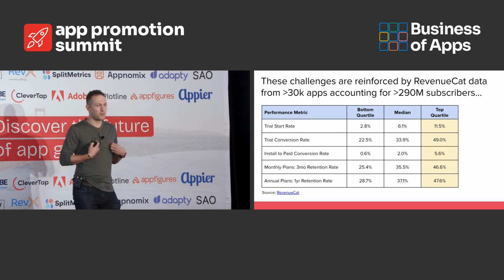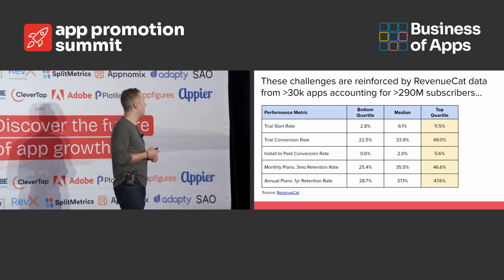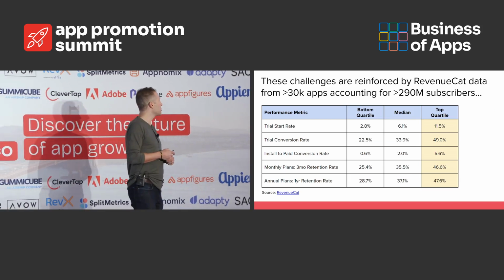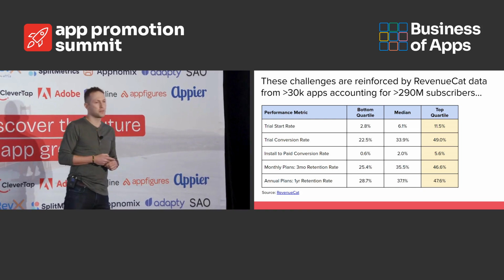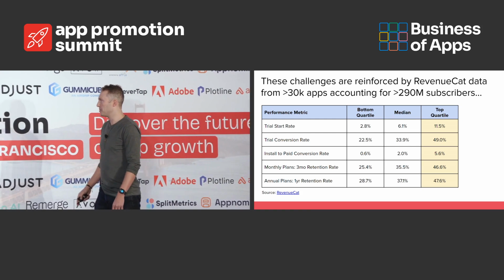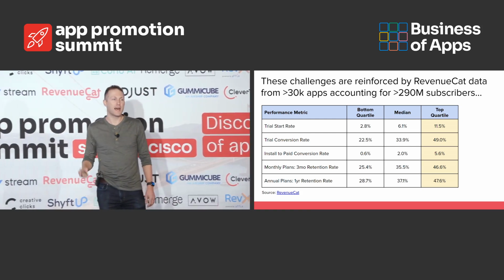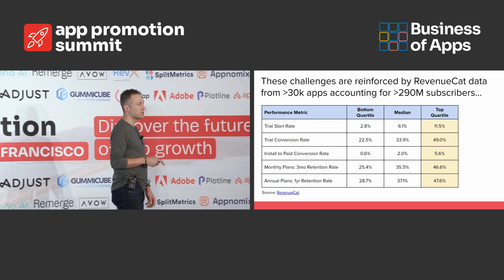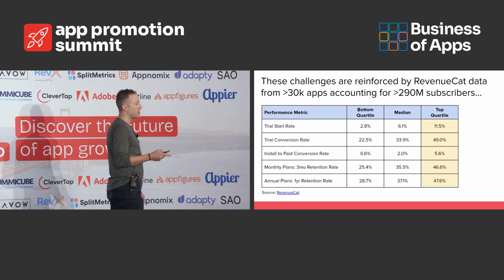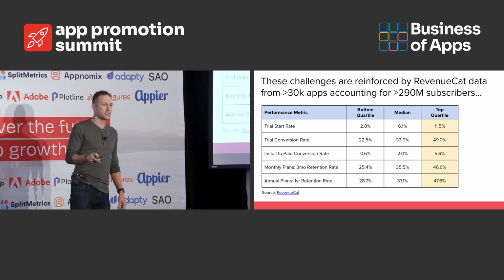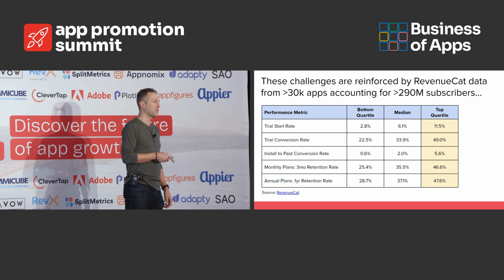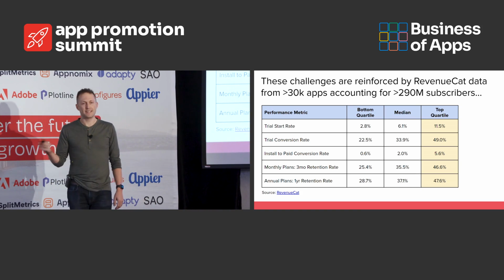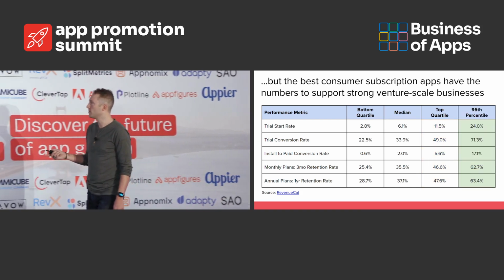But you don't just have to take my word for it, right? RevenueCat has a data set of more than 30,000 consumer subscription apps that use their SDK, representing close to 300 million subscribers and almost $7 billion in subscription revenue. And what's staggering about these numbers, if you look closely, is that even the top quartile apps, the apps in the top 25%, they're only converting less than 6% of installs into subscribers. And then they're churning more than 50% of their annual subscribers in the first year and more than 50% of their monthly subscribers in the first 3 months, right? And so that's tough. Even if you're in the top quartile, in most cases, that's not going to support a venture scale business. It's just not good enough.